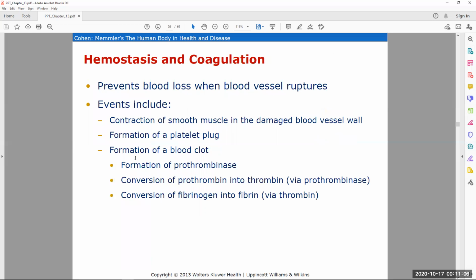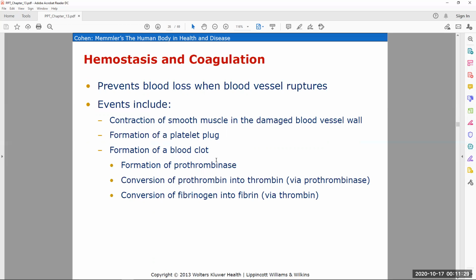Okay, so now we're talking about hemostasis, not homeostasis, but hemostasis and coagulation. Hemostasis refers to clot formation. It prevents blood loss when blood vessels rupture, and events include contraction of smooth muscle, platelet plug formation, and the clot. Now, this is done via the cascade.